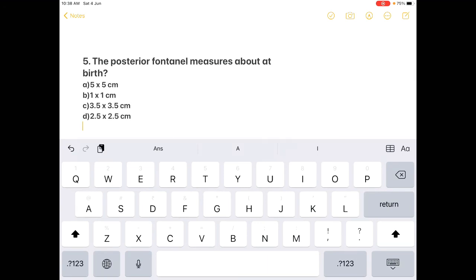Next question. The posterior fontanel measures about what at birth? Measurement of the posterior fontanel at birth. Option A, 5 by 5 cm. Option B, 1 by 1 cm. Option C, 3.5 by 3.5 cm. Option D, 2.5 by 2.5 cm. The correct answer here is B, 1 by 1 cm is the measurement of the posterior fontanel at birth.